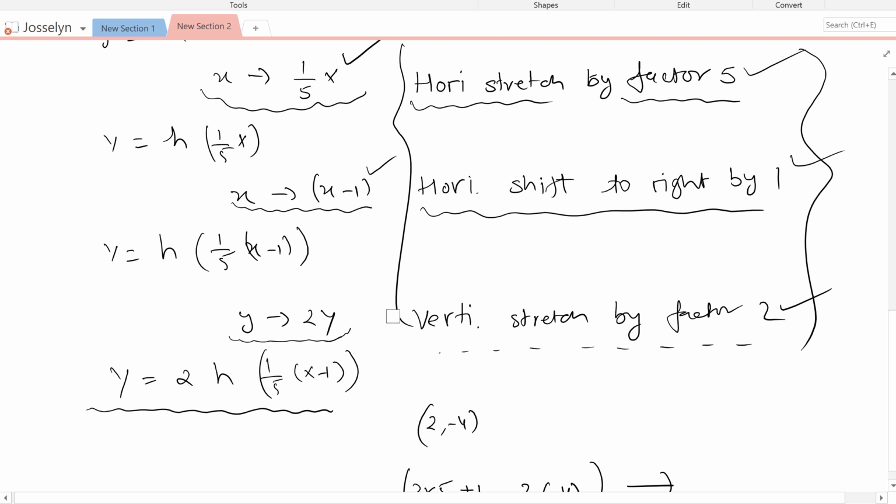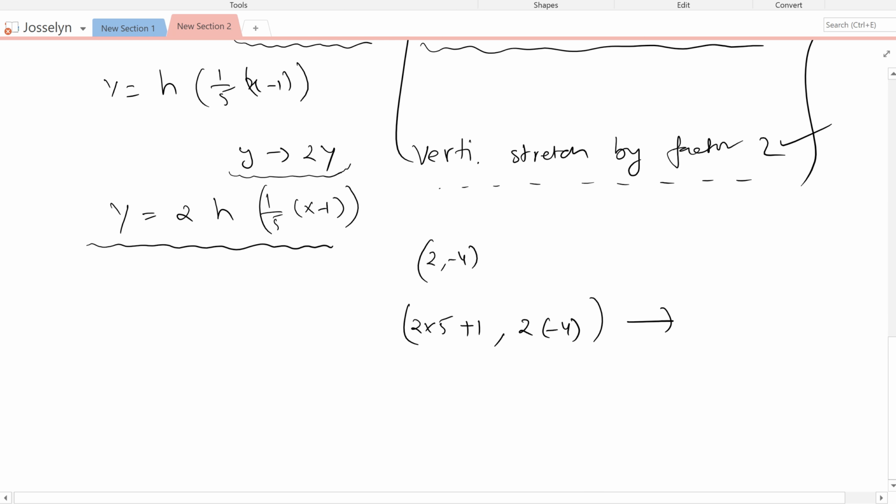But the vertical transformations are not opposite. They are according to your senses. Double, you're going to say stretch. Half, you're going to call it compression, right? So for the time being, just remember that the horizontal transformations, stretch or compression, are going to be opposite to whatever you observe in the transformations. Okay? So now the new point is going to be 10 plus 1, 11, and negative 8.